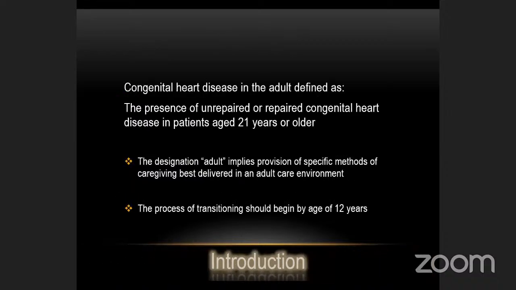Congenital heart disease in adults is defined as the presence of unrepaired or repaired congenital heart disease in a patient aged 21 years or older. Because physical and emotional maturity is variable, the distinction between the adult and non-adult is unclear. That's why in practice, the designation adult entails provision of specific methods of caregiving best delivered in an adult care environment. That's why the process of transitioning a young patient successfully to an adult healthcare environment should begin by the age of 12 years.